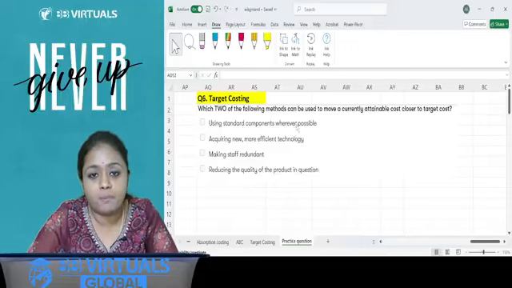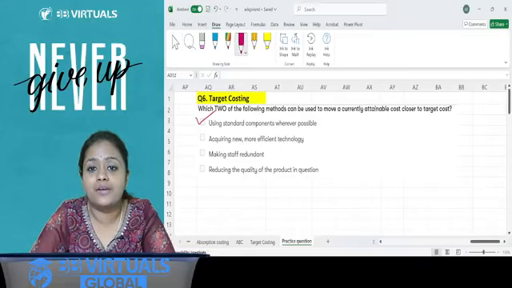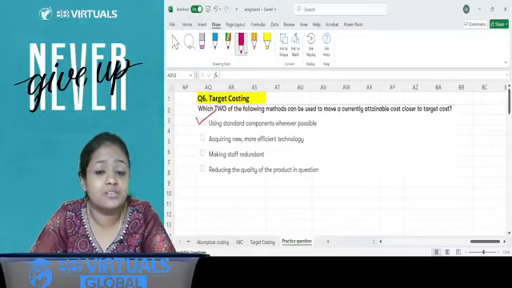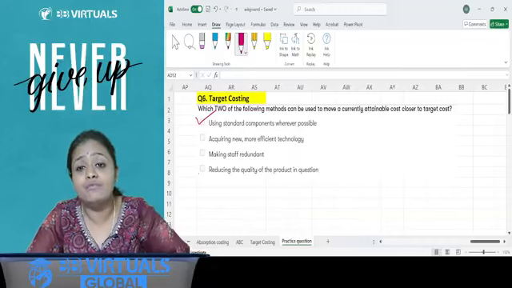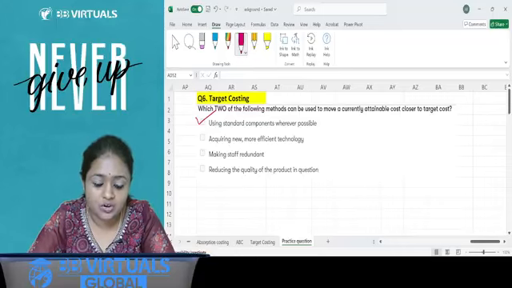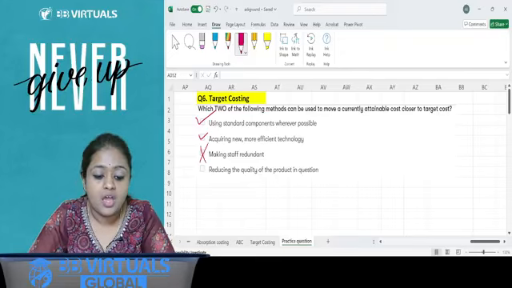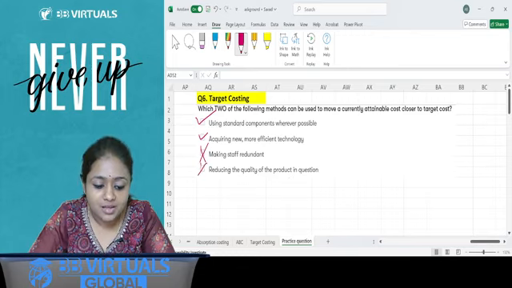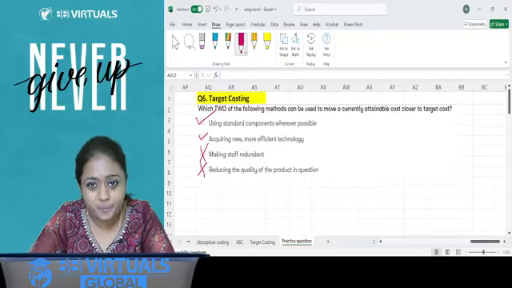Using standard components wherever possible, definitely correct. We have read it as a pointer also. We should try to use standard components wherever it is possible because that will help you to reduce the cost and have savings. We did it in value engineering also. Acquiring new or more efficient technology, I think it's better. Let's read the other options also. Making staff redundant, wrong. Reducing the quality, wrong. So I hope it is absolutely clear to you that these two are the correct options.